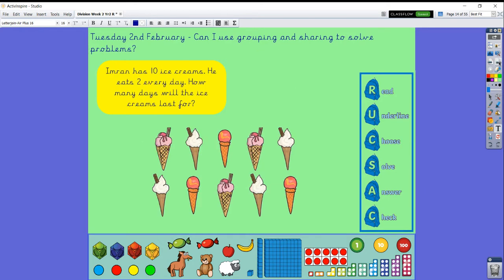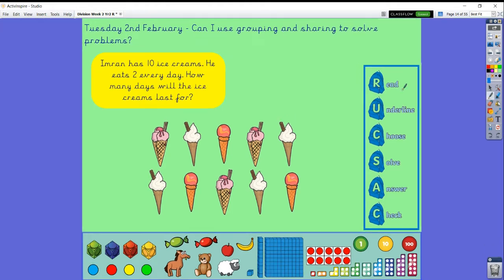Let's have a look at this question. Imran has 10 ice creams. He eats 2 every day. How many days will the ice creams last for? So I've read my question. Now let's understand it and underline it. So I've got 10 ice creams and he eats 2 every day. How many days will they last for?